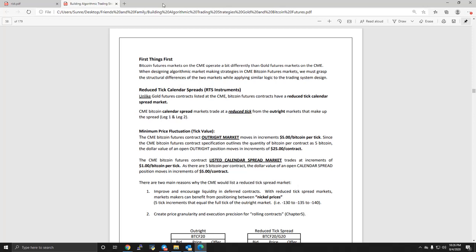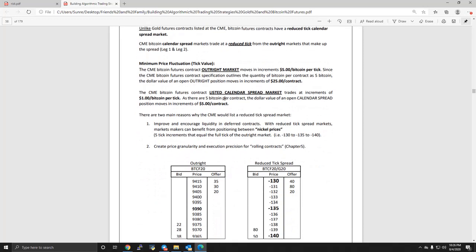The first point to make on the unconventional pricing is the reduced tick calendar spreads that are used in Bitcoin futures markets. For gold, the gold outright markets and the gold listed calendar spreads have a minimum price fluctuation, or tick value, that is equivalent to each other. One tick in a gold outright is plus or minus $10 per one lot relative to your position if you're long or short. The same is true in the calendar spread. If you're long the calendar spread, the P&L is plus or minus $10 per one contract, depending on the move up or down. And it's the same if you're short one contract: the P&L is plus or minus $10 per tick, depending on the direction of the market relative to your position.